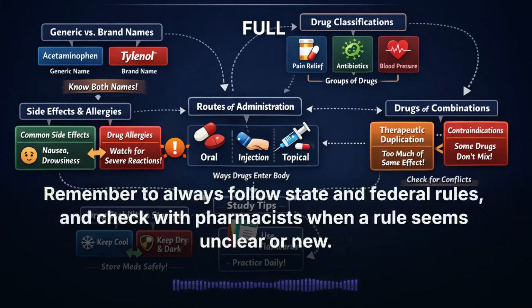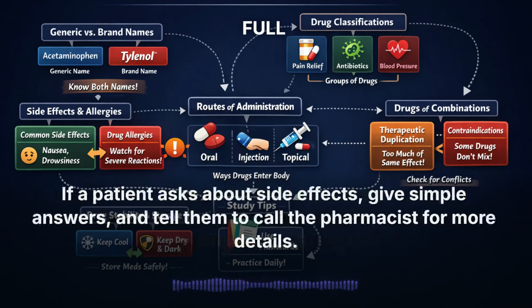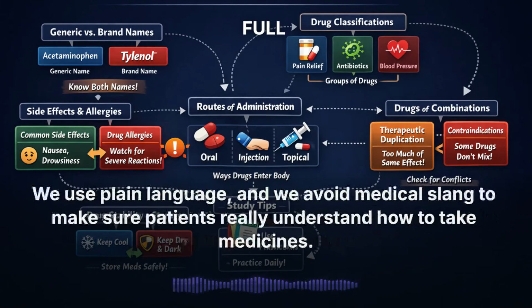Remember to always follow state and federal rules and check with pharmacists when a rule seems unclear or new. If a patient asks about side effects, give simple answers and tell him to call the pharmacist for more details. We use plain language and we avoid medical slang to make sure patients really understand how to take medicines.